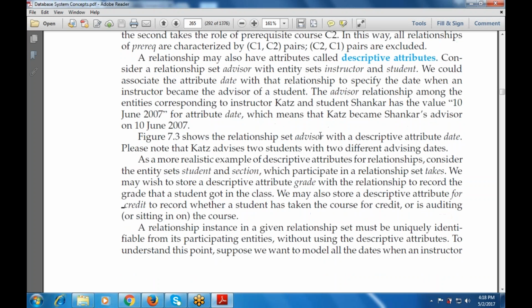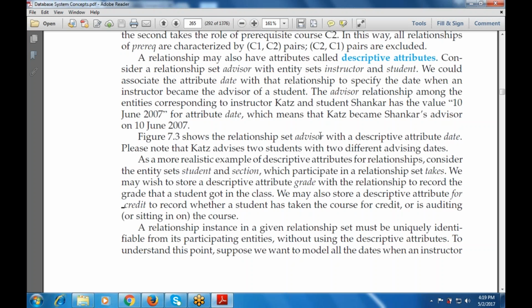As an example of a descriptive attribute of a relationship, consider the entity sets student and section, which participate in the relationship set takes. We may want to store a descriptive attribute grade with the relationship to record the grade that a student got in the class. We may also store a descriptive attribute for credit to record whether a student has taken the course for credit or is auditing or sitting in that course.